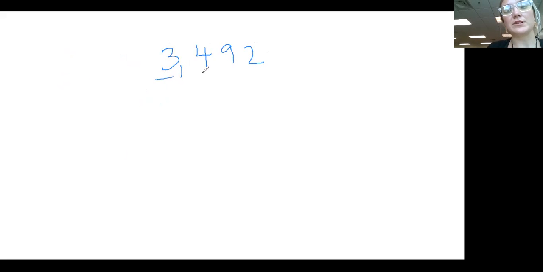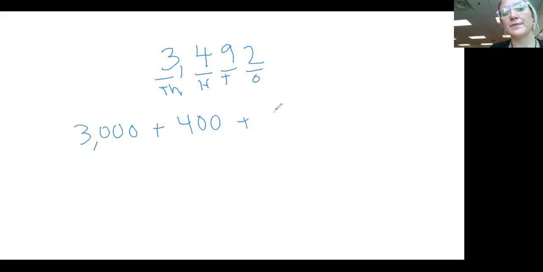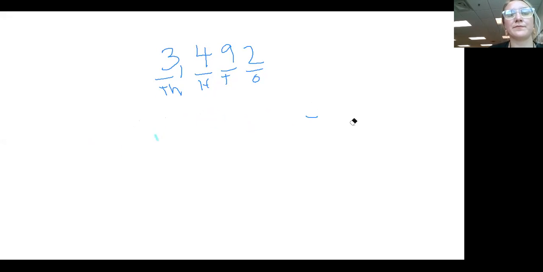First, I'm going to label underneath thousands, hundreds, tens, and ones. I have 2 thousands plus 4 hundreds plus 9 tens is the same as 90. If I counted by tens 9 times, I would get 90. And 2. Go ahead and erase. Pause if you need more time.